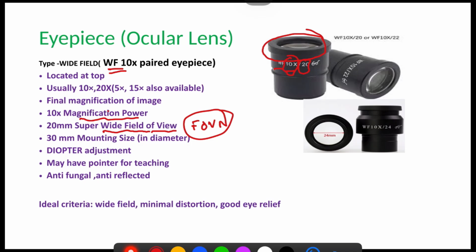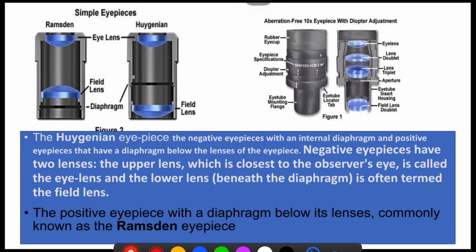Whenever we want to purchase any microscope, we have to check this wide field eyepiece. It may have a pointer for teaching, and anti-fungal and anti-reflective properties must be there. So the ideal criteria are wide field, minimal distortion and good eye relief.